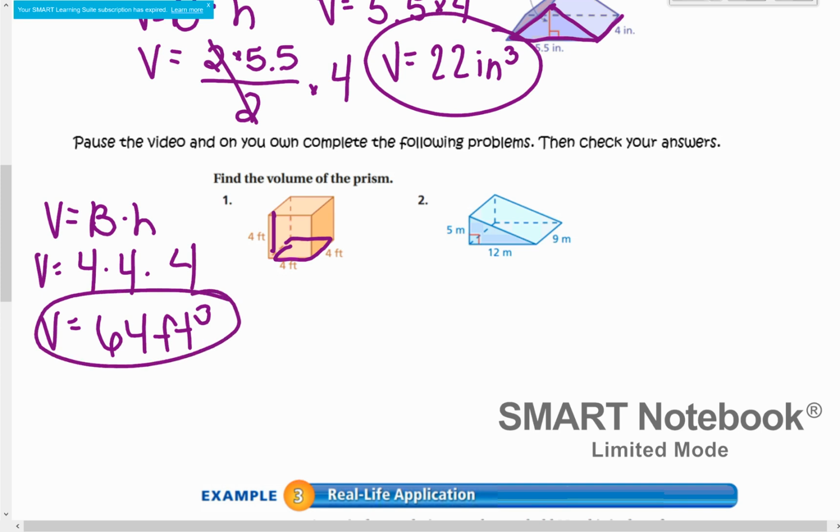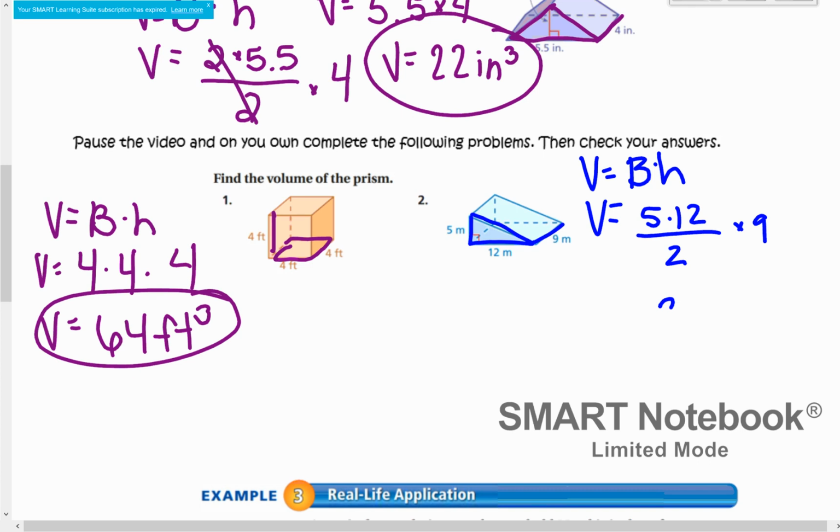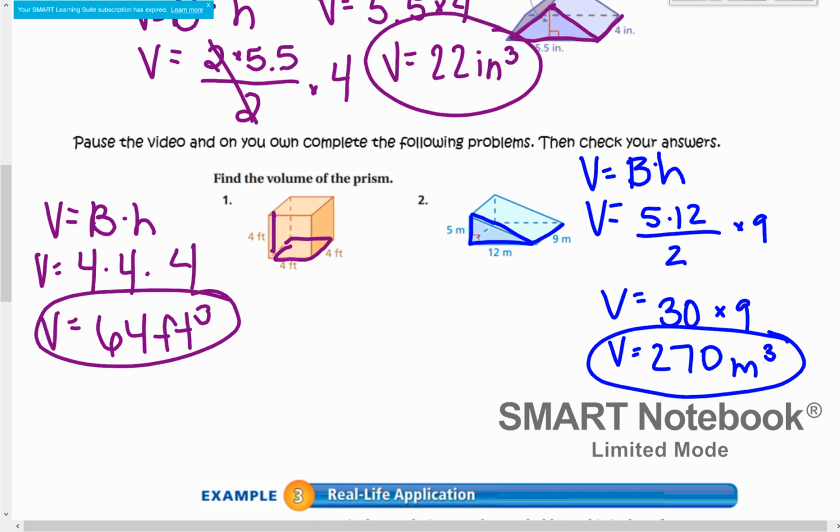All right. Then we have number 2. Again, volume equals the area of the base times the height. Volume equals our base, which is a triangle. 5 times 12, area of a triangle, we divide by 2, times our height, which is 9. 5 times 12 is 60, divided by 2 gives us 30, times 9. 30 times 9 is going to come out to 270 meters cubed.